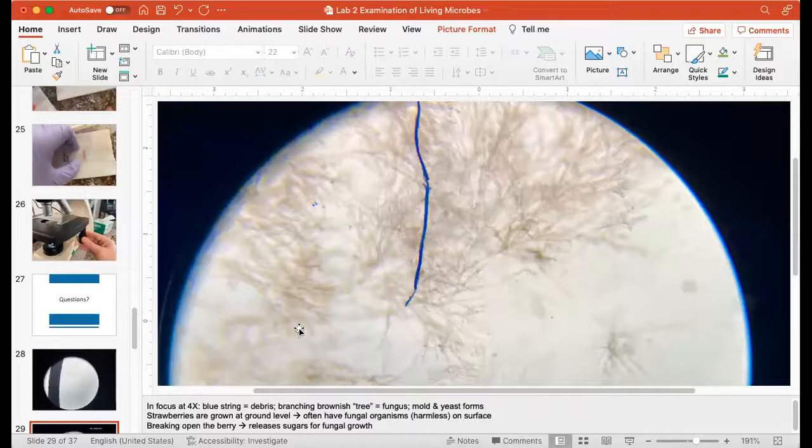Now, under this low power lens, I can clearly see those branches. I can clearly see these, the trees. The question is, do I have any yeasts under here? I'm going to have to go to a higher power lens to figure that out.